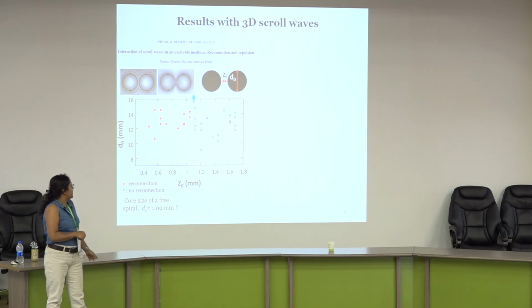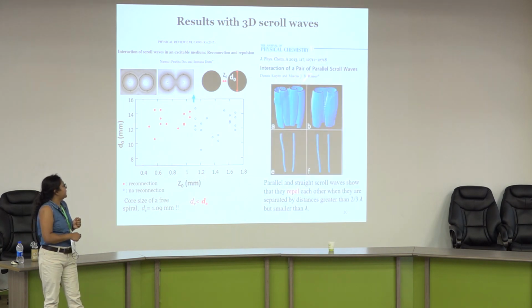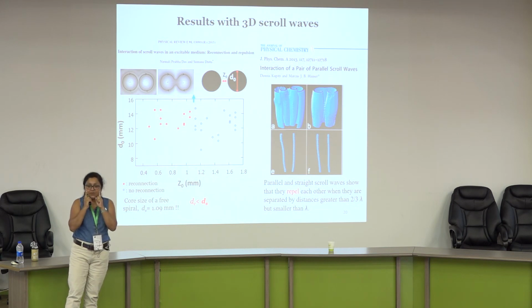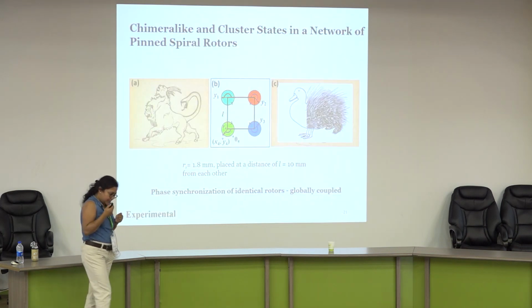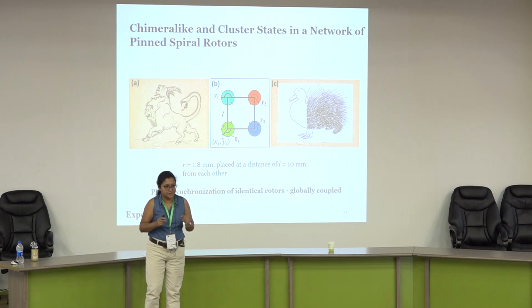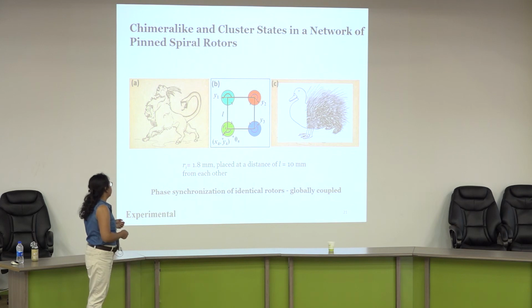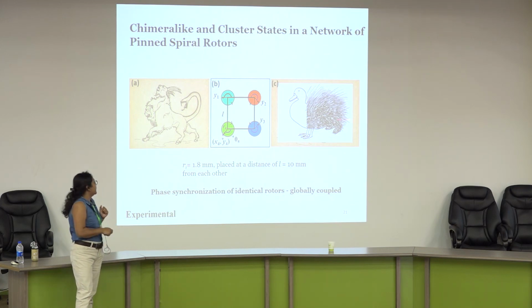This is something where we could not look at the repulsion with our scroll rings, but another group of Marcus Hauser in Magdeburg did work with straight filaments, 3-dimensional filaments, and they did see that there is a repulsive zone indeed. So, then we thought, why not look at a network of such rotors and how they behave in the vicinity of each other. So, we considered them as point particles and we were thinking about chimera.